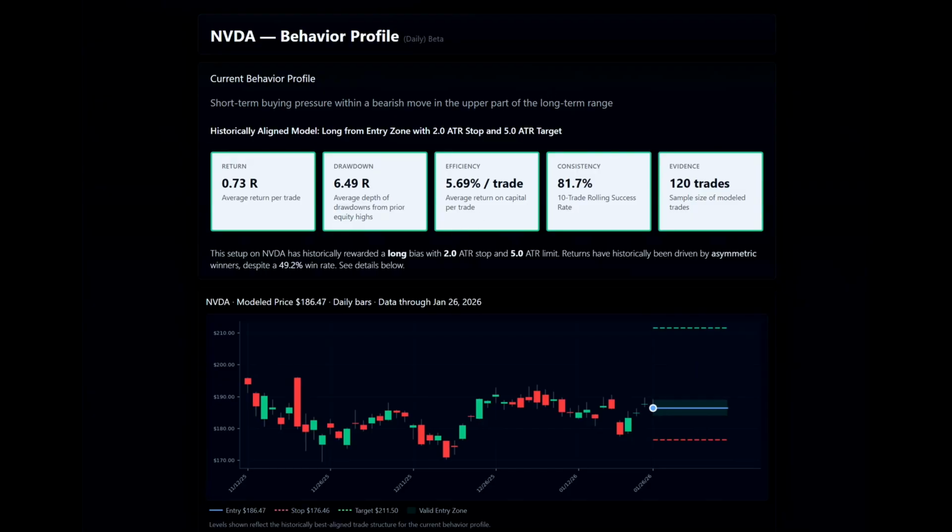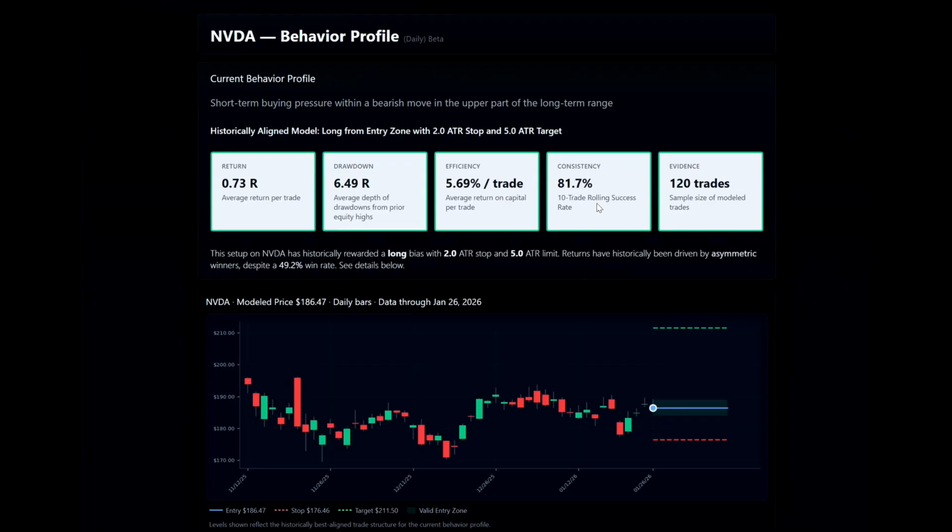Efficiency. Sometimes you can have a great R, you can have a low drawdown in R, but your absolute return on the capital you tie up is not very good. So in this case, we want to look at efficiency. Is the juice worth the squeeze? And in this case, a little over 5.5% per trade, which is above what you would see in typically an ETF or a slower moving stock.